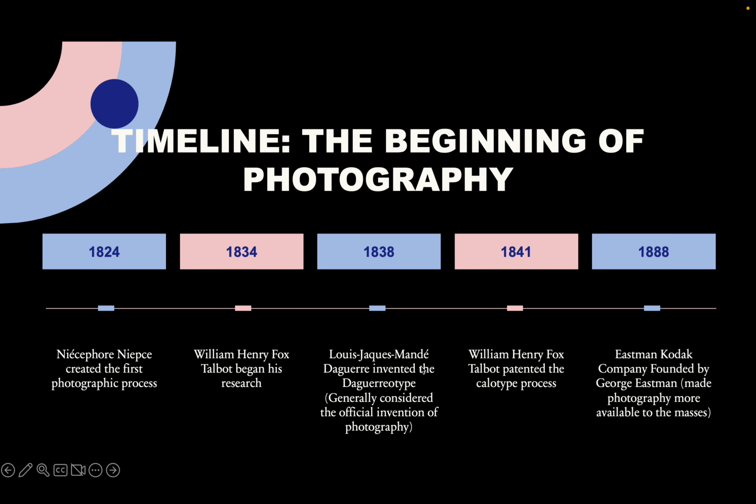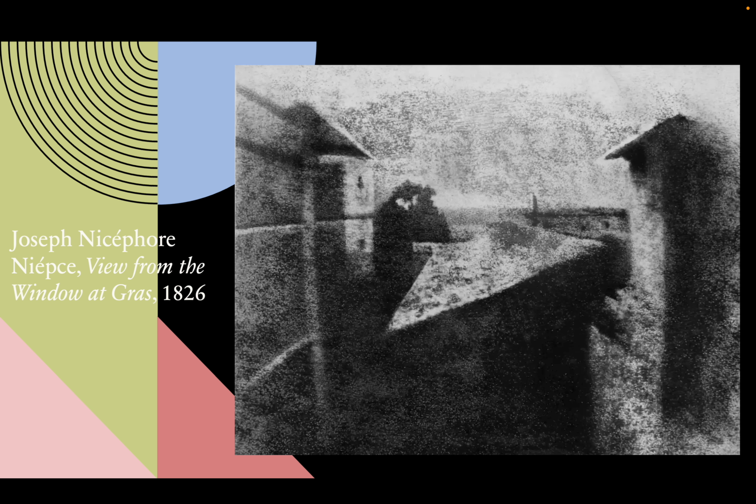Daguerre published his findings with the daguerreotype in 1838. And then William Henry Fox Talbot patented the calotype process in 1841 after he found out about Daguerre's. And then in 1888, we have the Eastman Kodak Company, founded by George Eastman, which is really important. It allowed photography to be more accessible. So let's look at some art.